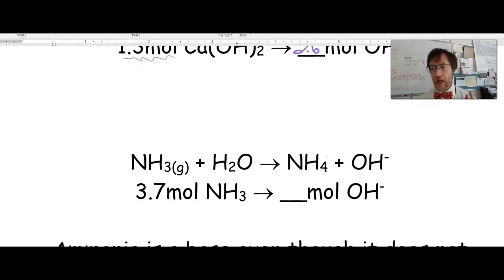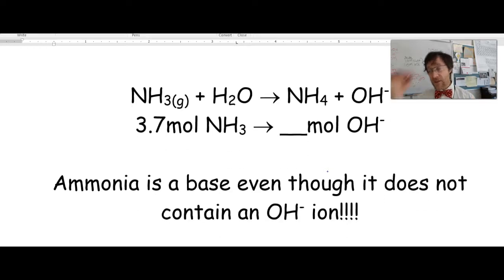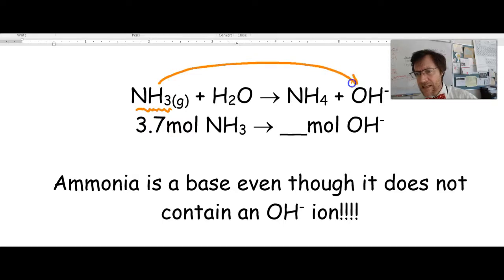Got it? Lovely. Let's look at this one. Now this one's a special case. This stuff is weird because it's NH3 and yet I'm making a hydroxide ion. That's weird. Here's what's happening in the water. If you remember, the Lewis electron dot diagram of NH3 looks like this.